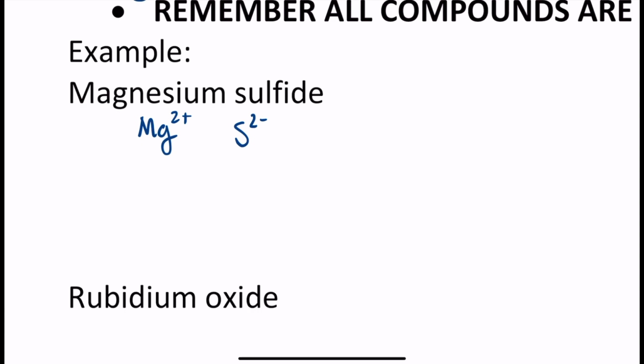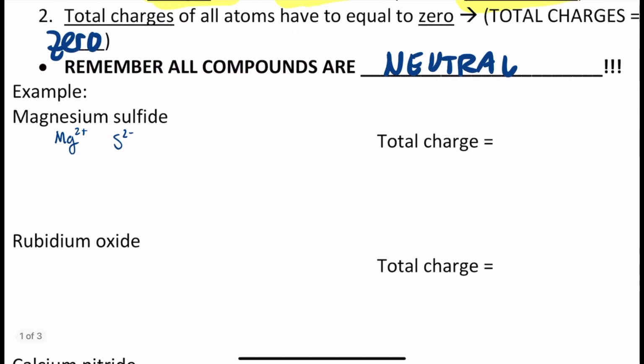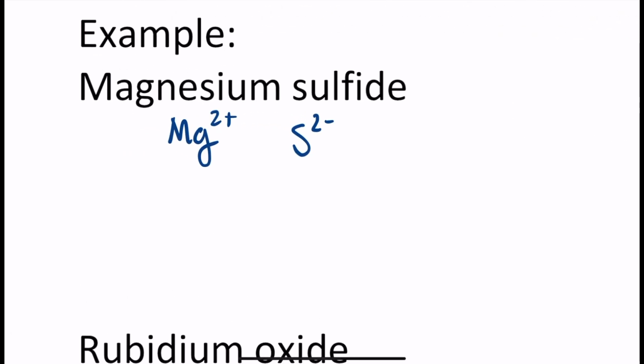So this is what the question is. How many of each ion do I need for the ions to add up to 0? In this case, it's really simple. If you have a single one of these and a single one of those, they already add up and the charges cancel out and equal 0. So if I just need one of each, then I can simply say, hey, the formula of this is MgS.